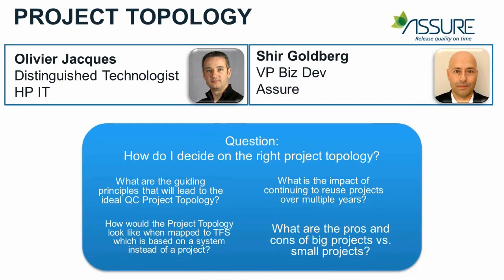So the first one, of course the most interesting, is how to decide on the right project topologies. What are the guiding principles that will lead you to decide on a project topology? Is there something that would fit everybody? Another thing is that you might have projects that will last multiple years, and big projects or small projects. There are many aspects to consider.